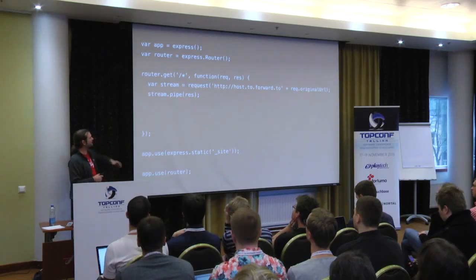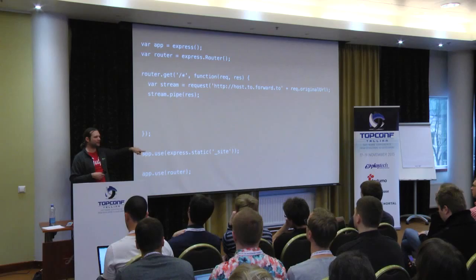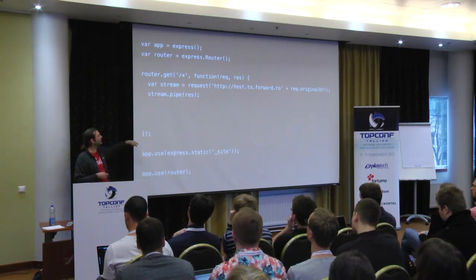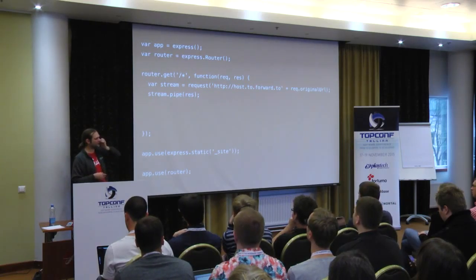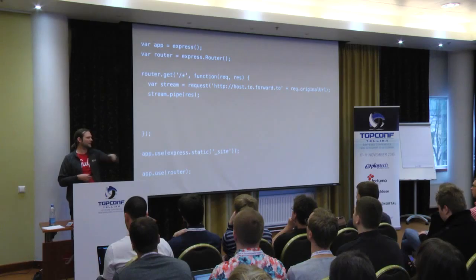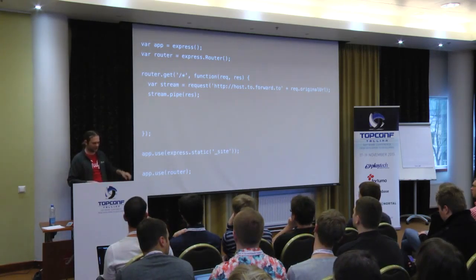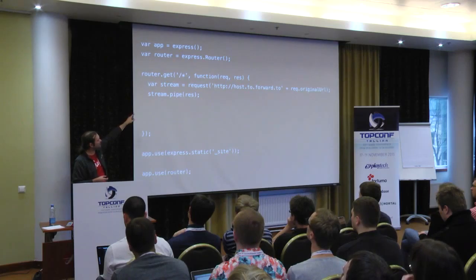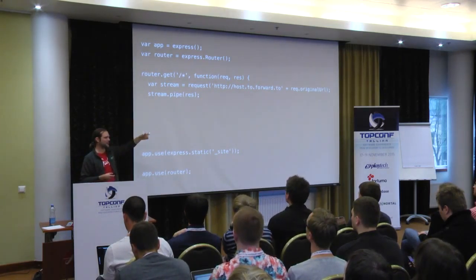This is a very simple Express.js server, which just serves a static site down there. And if the server can't find a URL in that static site, it does a request to some other server and forwards the result, some kind of proxy. You see that this request also creates a stream. We are going to pipe it out to the HTTP response.